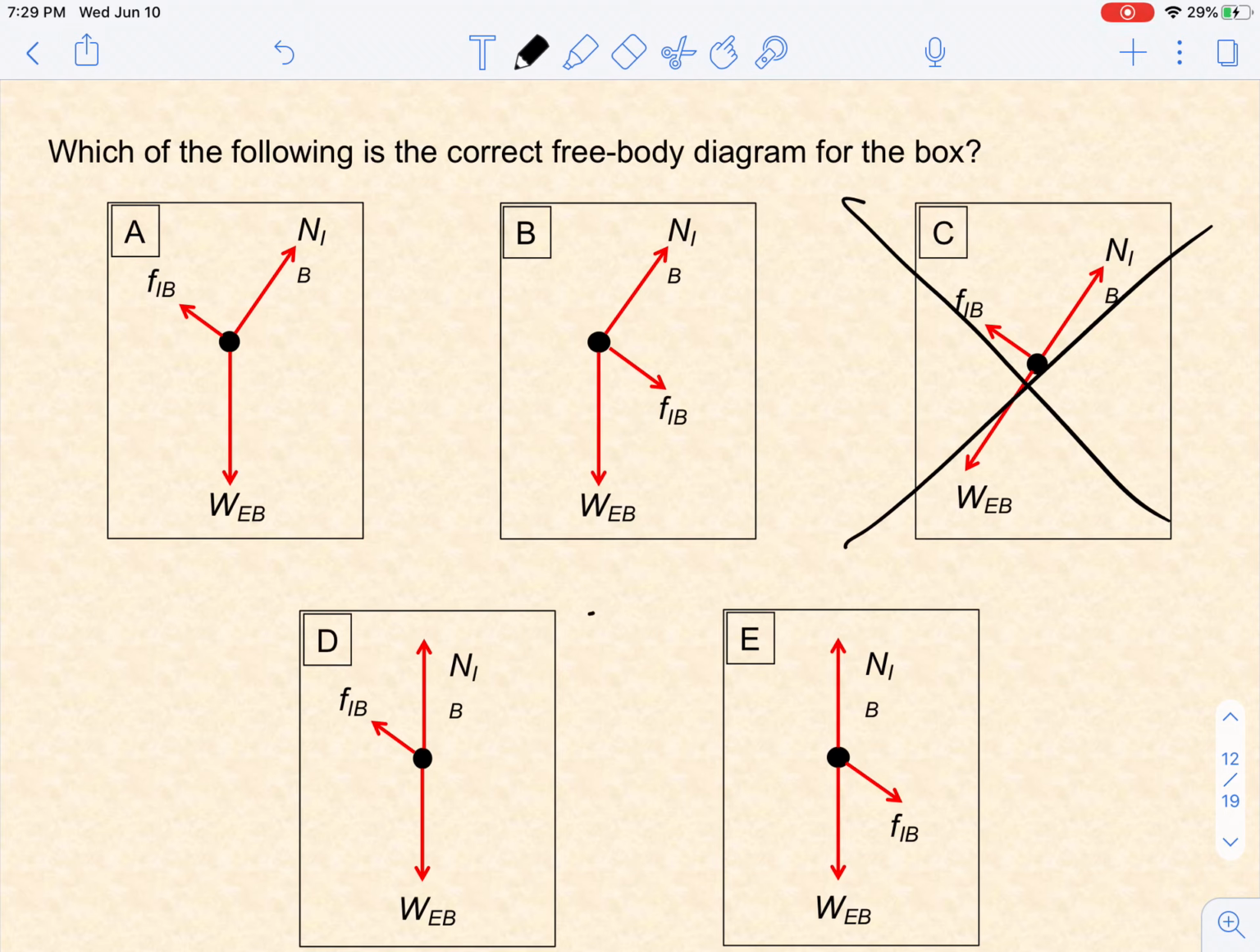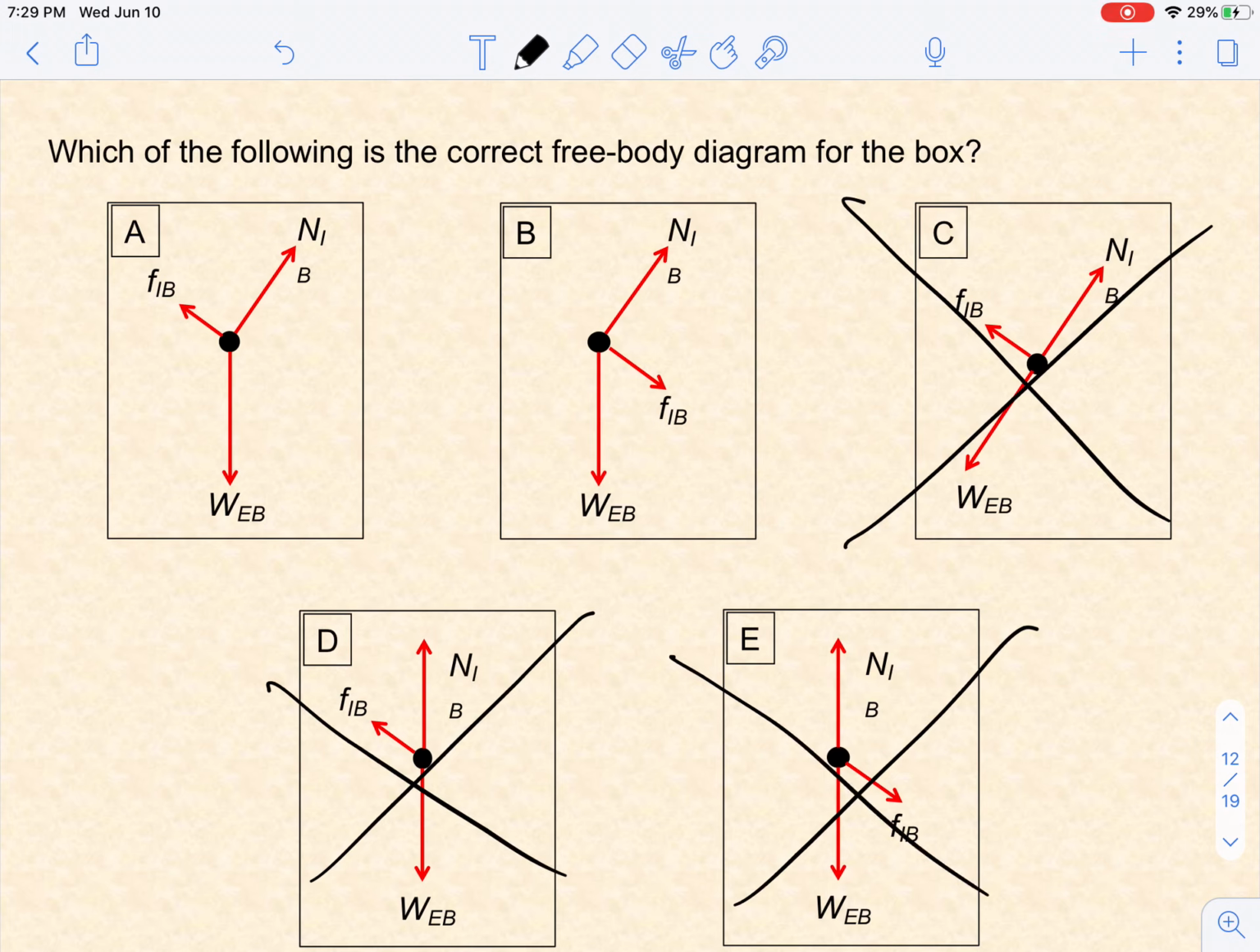We can also eliminate choices D and E because we need the normal force to be acting perpendicular to the plane. The normal force is not necessarily pointing straight up unless I have a flat surface, but we're on an inclined plane here, so we want the normal force acting perpendicular to that surface of the plane. Only choices A and B are going to give me that. Now the question then remains, which direction should the friction vector be pointing? Remember that friction opposes the direction of motion, and since this box is sliding down the plane, the friction force should be pointing up the plane. And so that corresponds to the free body diagram in A.